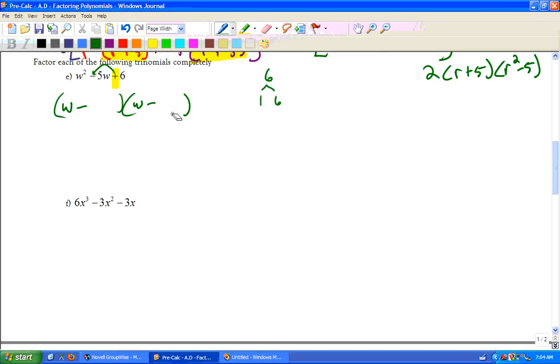Another set of factors that work for 6 is 2 and 3. When we plug in a 2, plug in a 3, and FOIL this out, we come back to w squared minus 2w minus 3w plus 6. And these two terms right here, negative 2w, negative 3w, add together to give you a negative 5w, so you know you found the right set of factors. w minus 2 times w minus 3.